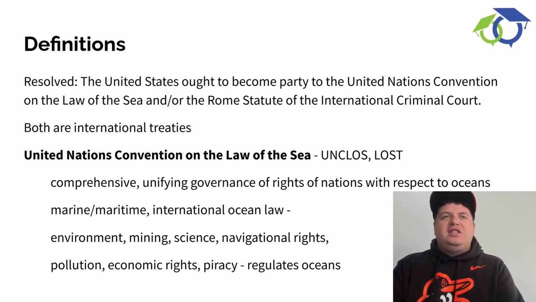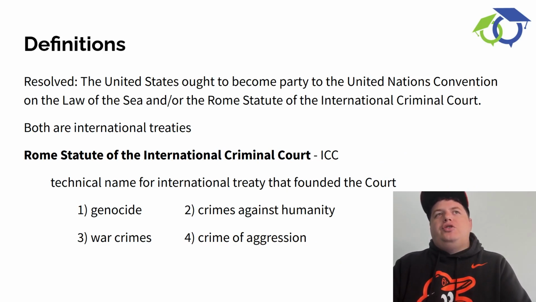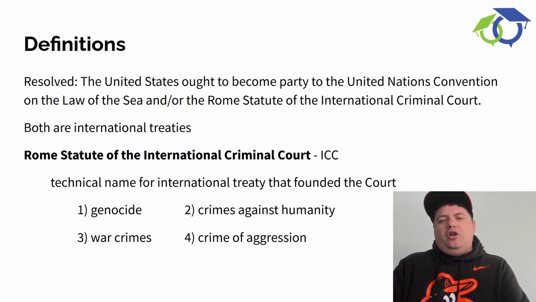So right now, the United States has not ratified the Law of the Sea, and our topic is going to advocate that they should. The second international treaty that our topic is going to talk about is the Rome Statute of the International Criminal Court, often abbreviated as the ICC. This is the technical name for the treaty that founded the International Criminal Court. This court deals with 4 different things: genocide, crimes against humanity, war crimes, and crimes against aggression.